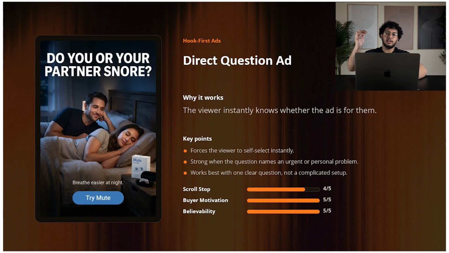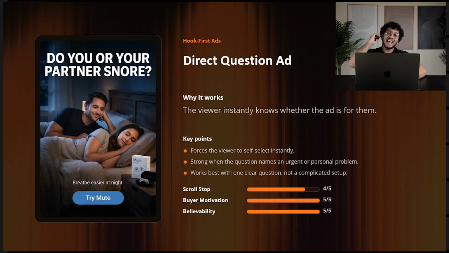That means cleaner attention, stronger buyer motivation, and better believability. Simple question, clear problem, obvious audience, S tier.